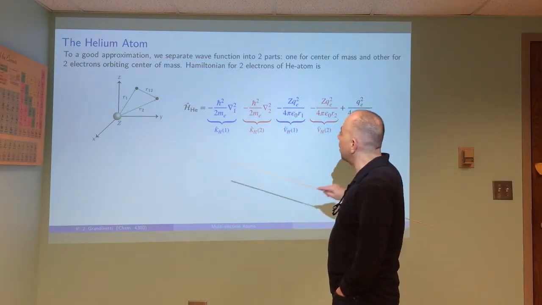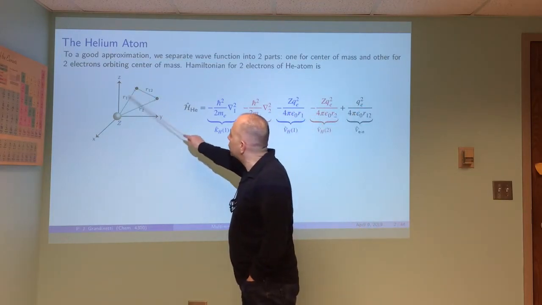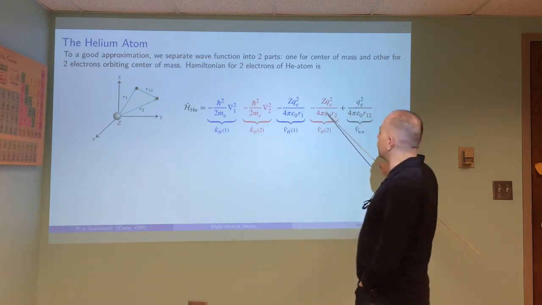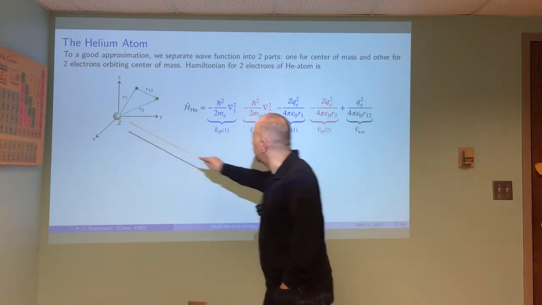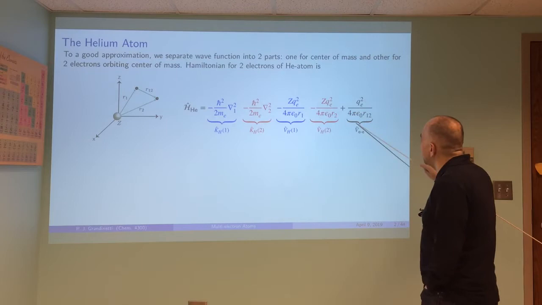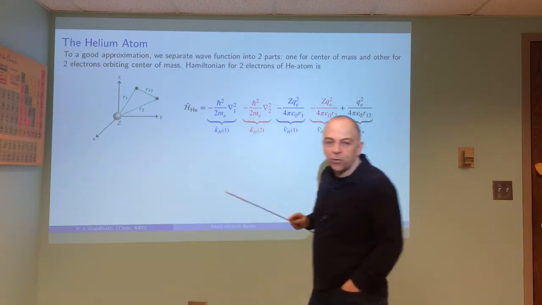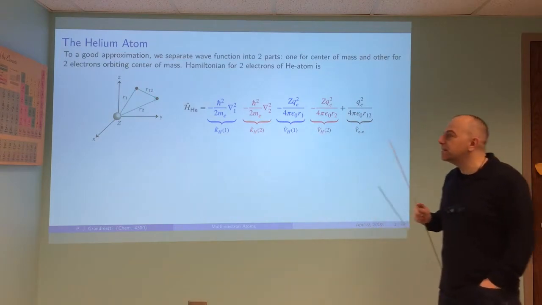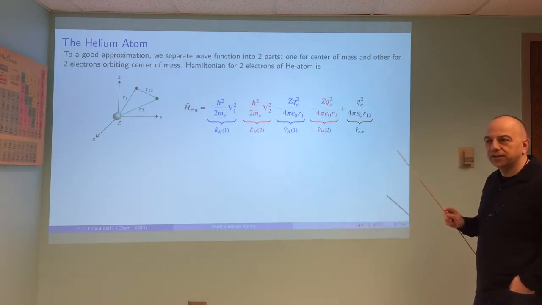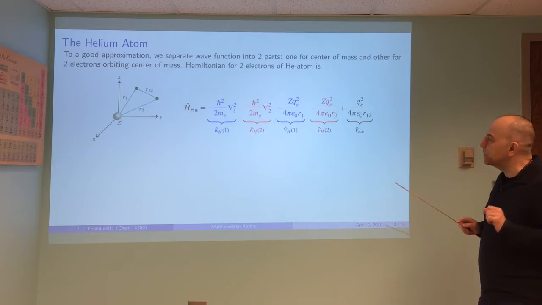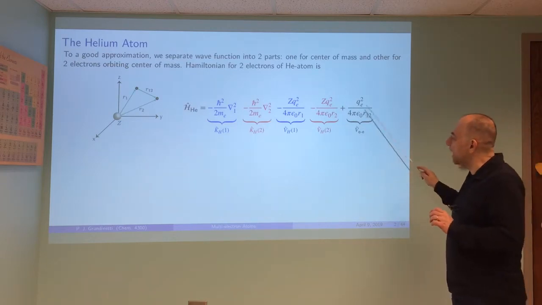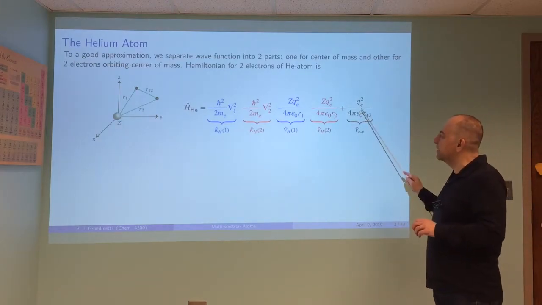Then we'll have the Coulombic attraction of electron 1 to the nucleus. We'll have the Coulombic attraction of electron 2 to the nucleus. And then we're going to have this term, which is the Coulombic repulsion between the two electrons. So this is something that is really going to throw a wrench into the works, so to speak. And this is what we're going to have to understand, the effects of this term.